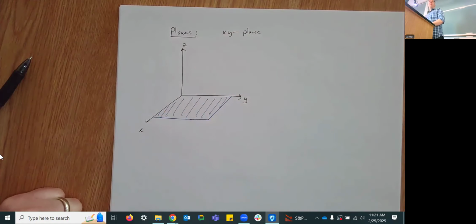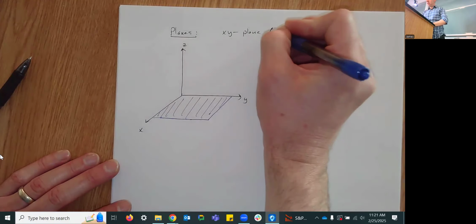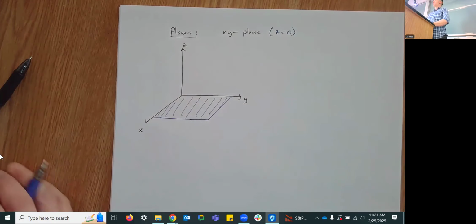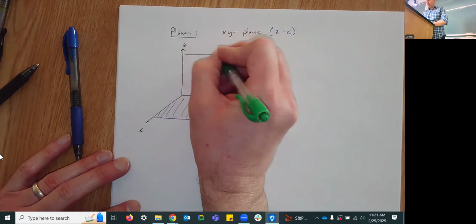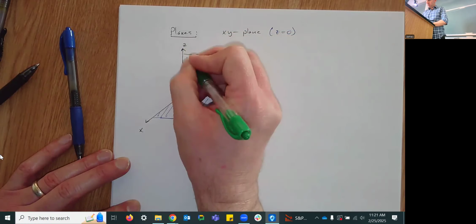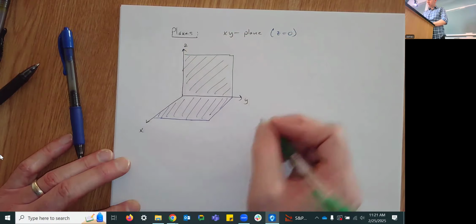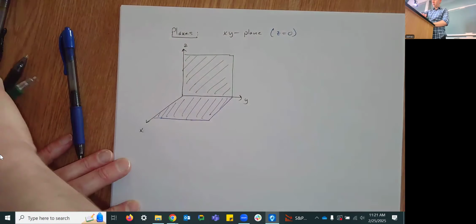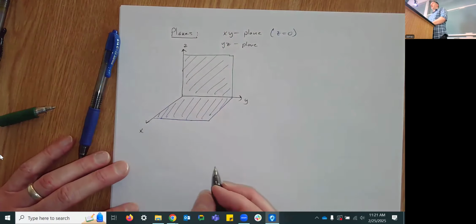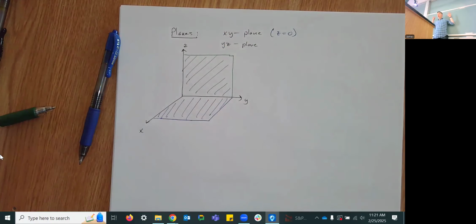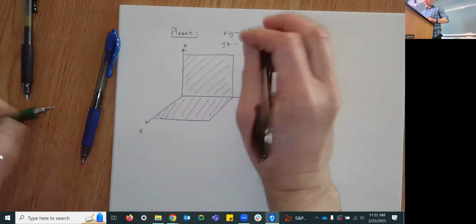And on the XY plane, what's true? Well, if you're on the floor, you have no height, meaning that Z is equal to 0. That's the equation of the XY plane. Z equals 0. In a similar way, if we look over here at the YZ plane, well, in the YZ plane, if you're back against the board here, I haven't moved towards you or away from you, X is 0. Trying to use colors here.